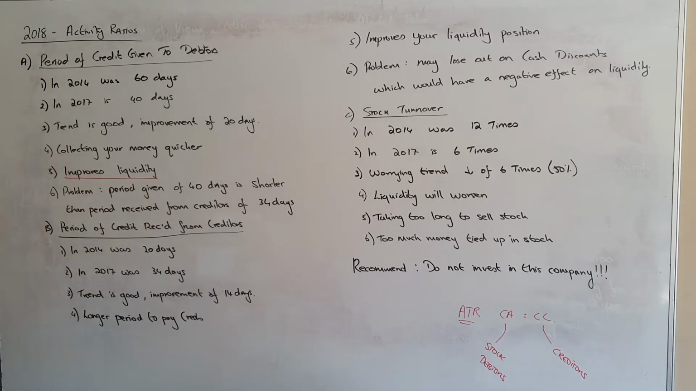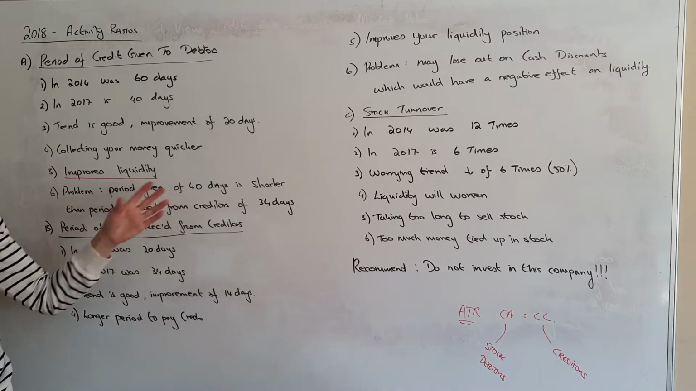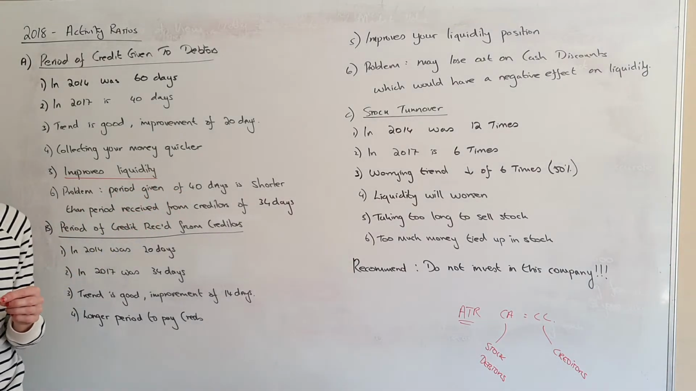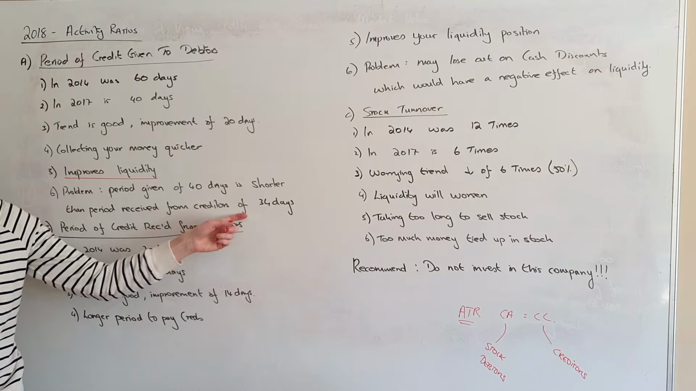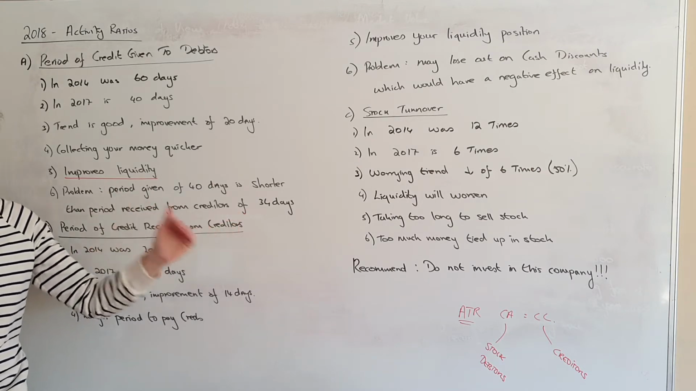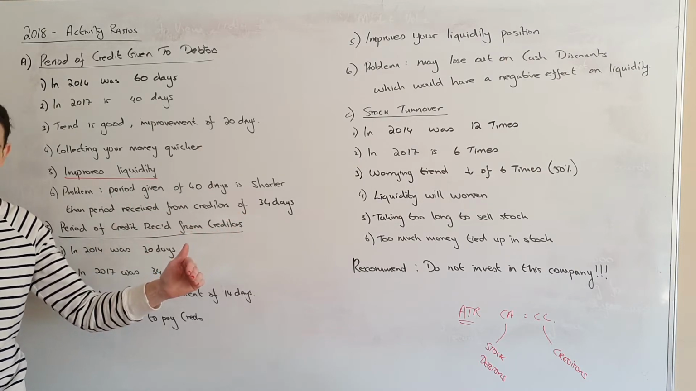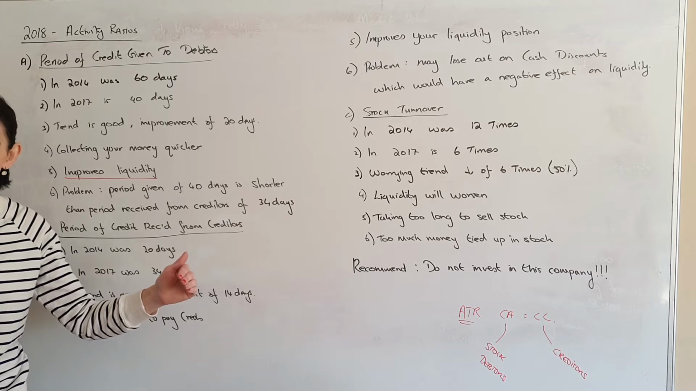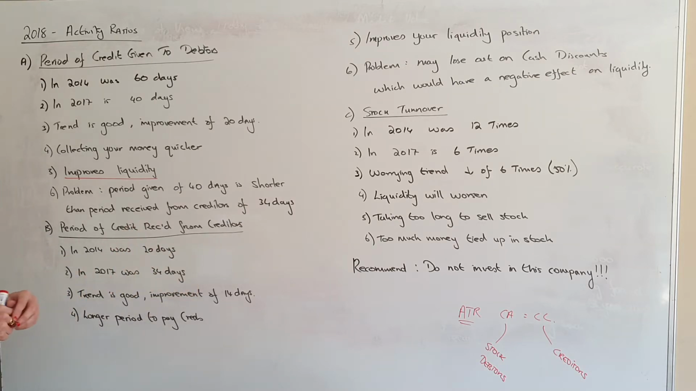Now there's only one slight problem here. You're giving your debtors 40 days before they have to pay you, whereas you're only getting 34 days from your creditors. So you must pay your creditors before you have a chance to collect all the money back from the people you sold the goods to. So that is a problem.